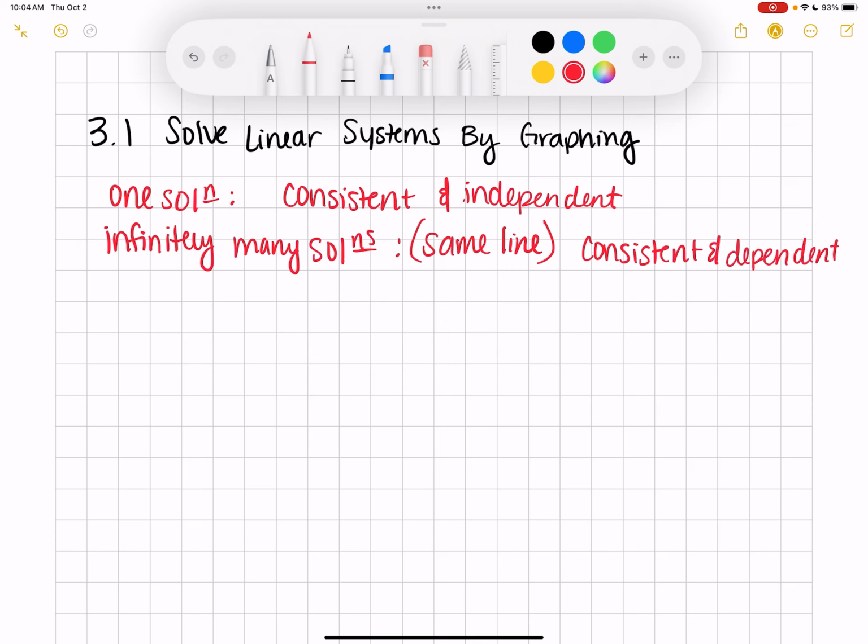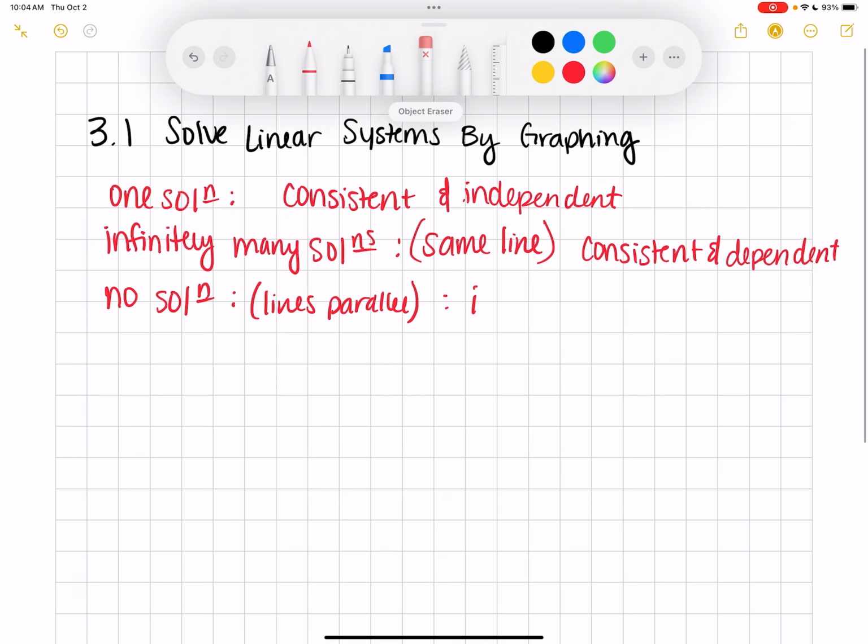Can y'all read this okay, since I darkened it a lot? All right, and then the last option is if there's no solution, meaning that the lines are parallel. Then it is inconsistent.